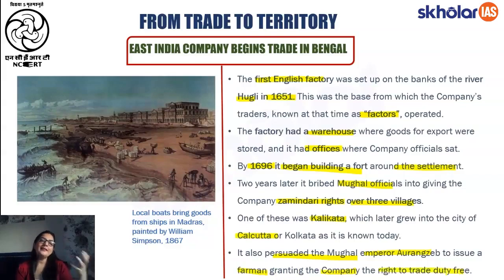So students, we can see the trajectory of East India Company's trading in Bengal, wherein the first factory was set up in Hooghly. The factory people were known as factors. The factory was organized in a way wherein there were attached warehouses and offices. And after some time, they began to fortify their settlement in any particular area in order to make a prominent presence. And apart from this, they also tried to bribe the local officials and the Mughal rulers in order to get certain incentives, such as duty-free trade, which they had got from Mughal Emperor Aurangzeb, which in turn yielded them more and more profits.